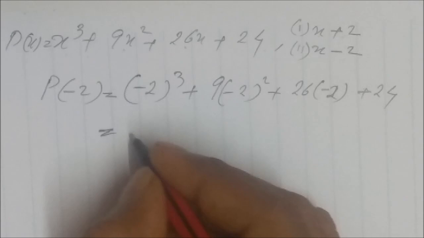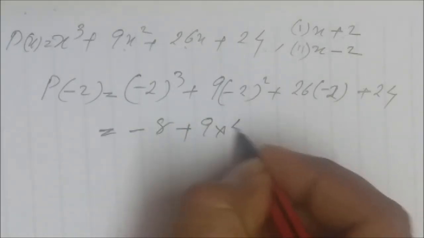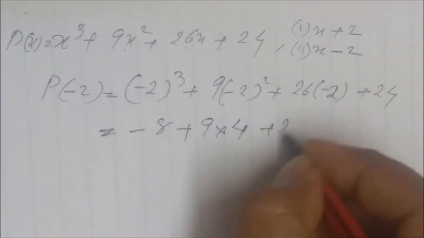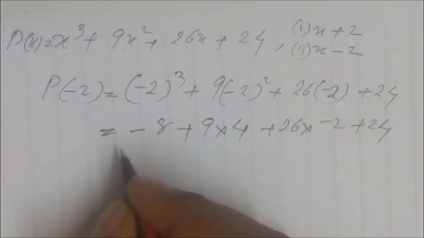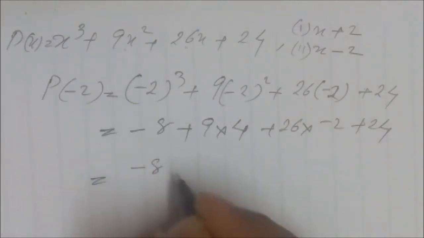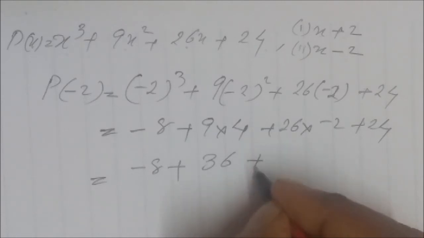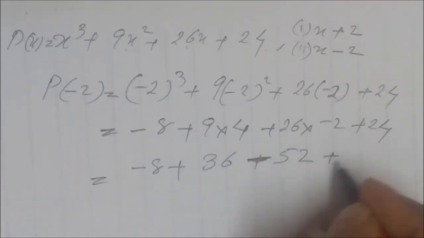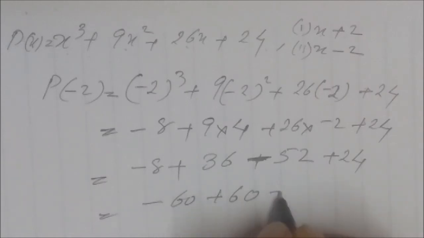That is minus 8 plus 9 into 4 plus 26 into minus 2 plus 24. Here it is minus 8 plus 36, since 9 into 4 is 36, and 26 into minus 2 is minus 52. So we get minus 8 plus 36 minus 52 plus 24, which is minus 60 plus 60, that is 0.